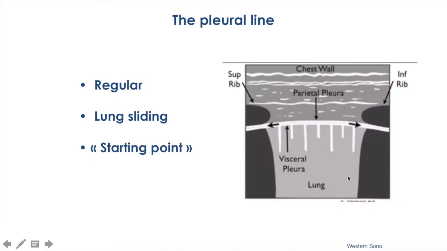To recapitulate, you need to find first the upper and the lower rib, and then you can identify the pleural line here. Visualization of the pleural line will always be the first step of your examination. This pleural line should be thin, regular, and most importantly sliding. This reflects the sliding movement of the parietal pleura against the visceral pleura during breathing movements. Absence of sliding is always pathological.